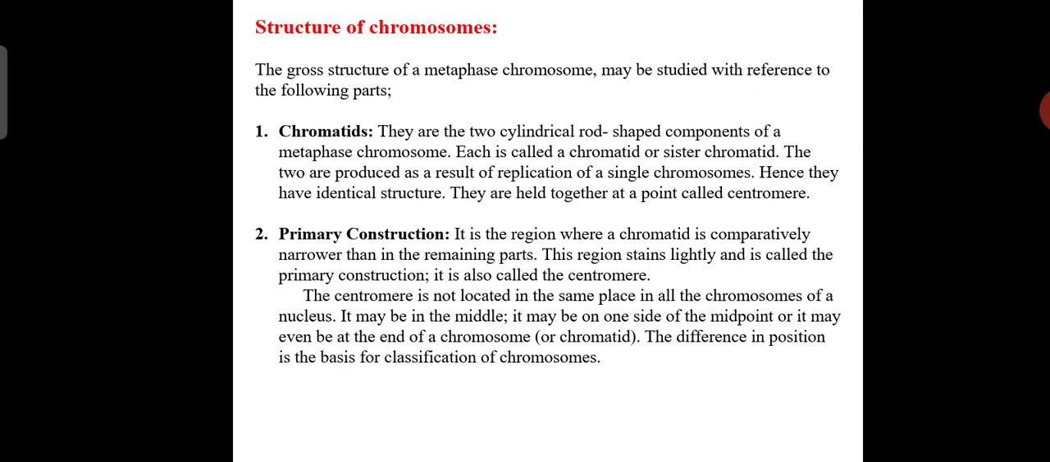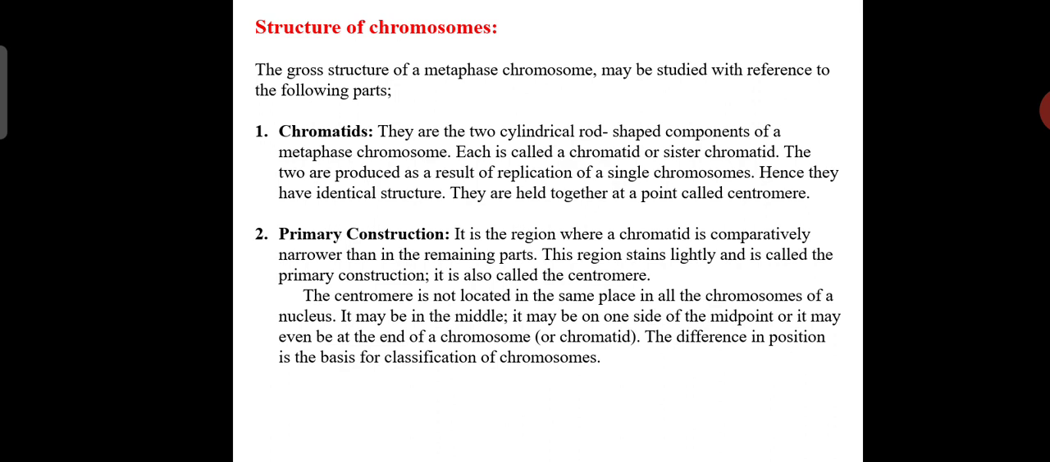So here chromatid is nothing but two cylindrical rod shaped compartments, which is seen in the metaphase of chromosome, and it is called a sister chromatid or a chromatid, and the two are produced as a result of replication of a single chromosome. Right, next part is the primary constriction.